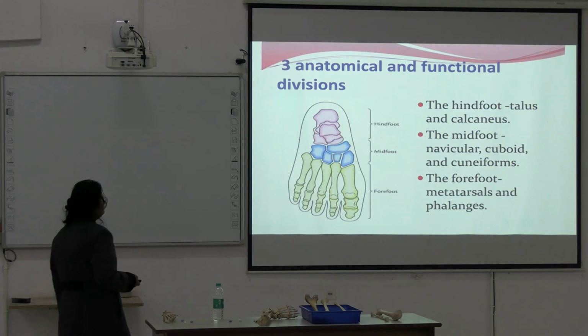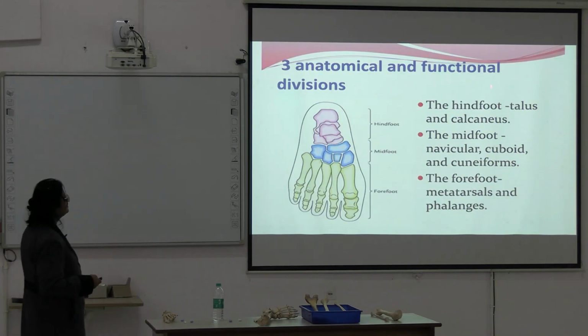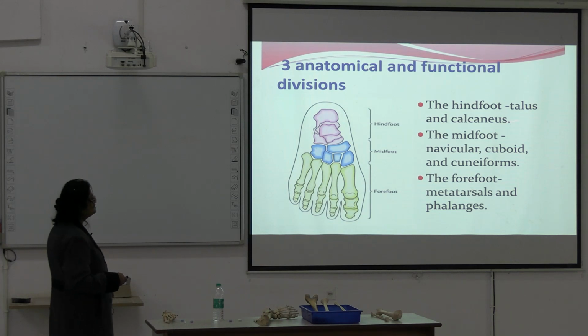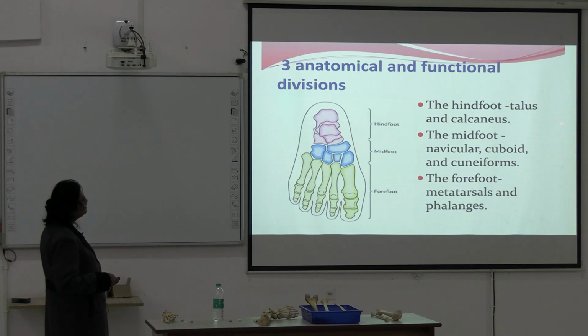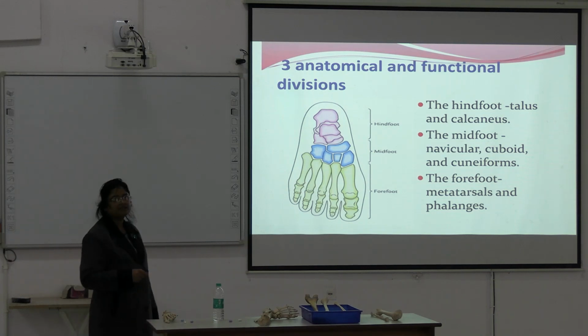Next. So, 3 anatomical and functional divisions. Hind foot is formed of this talus and calcaneum. Here 3 individual colors have been used, talus, calcaneum forming hind foot. Midfoot is formed by the navicular, cuboid and cuneiforms, and forefoot is formed by the metatarsals and phalanges. So, these are the 3 divisions of foot, functional divisions and anatomical divisions.